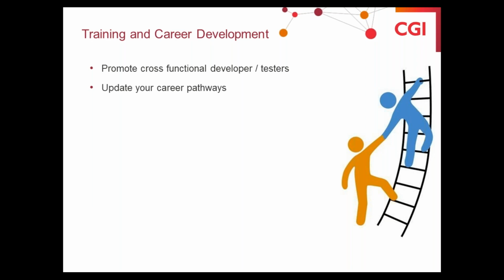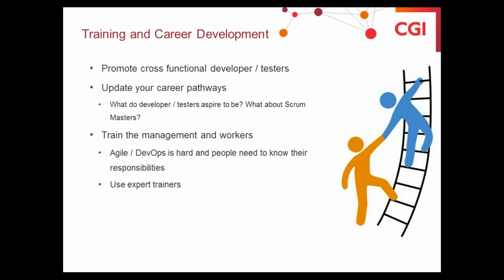Review and possibly update your career pathways. If you've had the same career pathways for 10 years and they reflect team leaders and project managers rather than scrum masters and delivery managers, then people working on DevOps and Agile projects might not feel that what they're doing contributes to their career development. So make sure you enable your underlying career pathways to promote that. What do developers, testers aspire to be? What do scrum masters aspire to be? It's questions you need to answer in your organization.